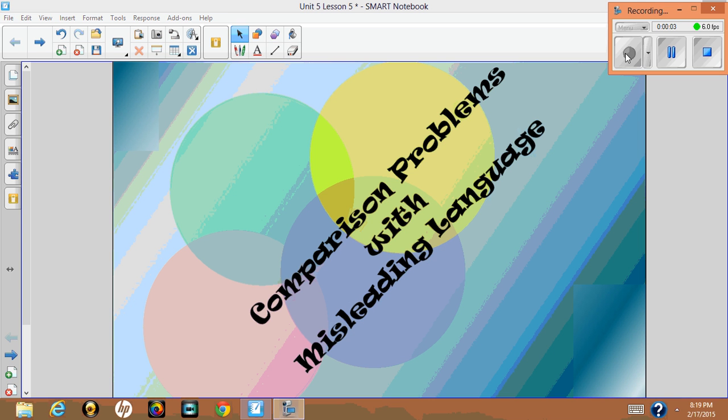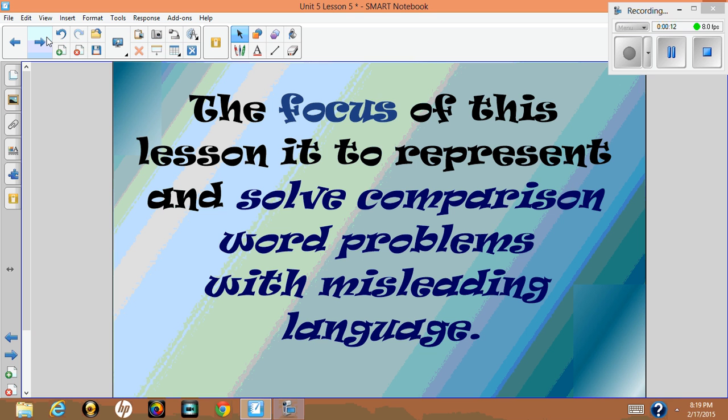Welcome to Unit 5, Lesson 5. We're going to be discussing comparison problems with misleading language. The focus of this lesson is to represent and solve comparison word problems with misleading language. This will help us as we start to pick apart and identify information correctly in a word problem.